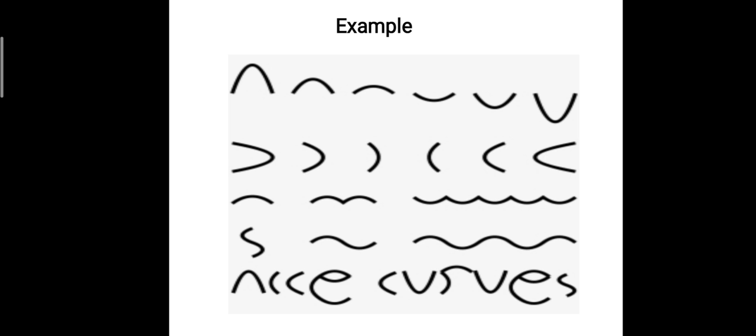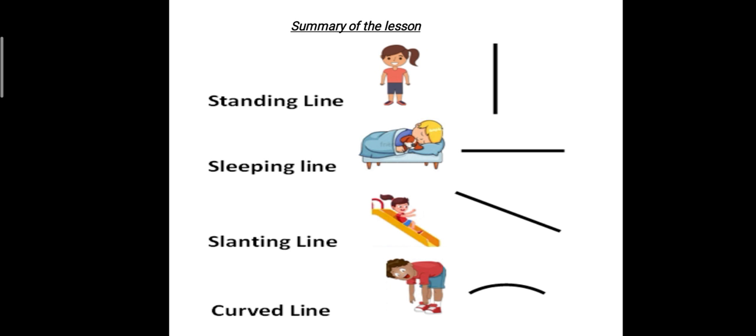Okay, let's move to another slide. See, it is the summary of the lesson. Summary of the lesson means what we have understood in lines and lines: mainly 4 types of lines. Number 1, standing lines. See, a girl is standing, and the line is also standing, and another name for the standing line is vertical line. Now come to the next line. It is a sleeping line. A boy is sleeping on the bed, and the line is also sleeping. And another name for the sleeping line is horizontal line, right?